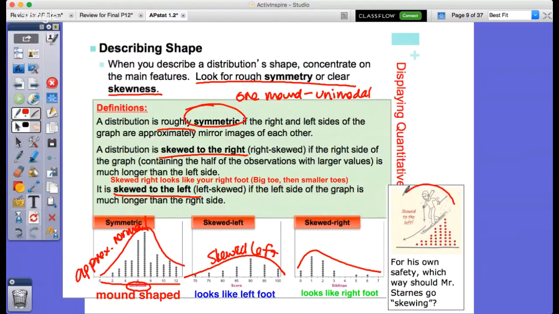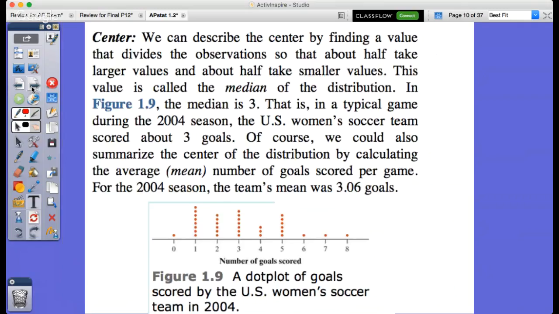There's a way to remember it. If you look at where someone is skiing down, he's skiing down to the left, so it's skewed left. If that helps, that's fine as well. Sometimes people look at this like a big toe. If you look at your big toe, my big toe on my right foot, it goes down, right? That's your right foot, whereas this one would be your left foot. Whatever floats your boat, but just some ways to remember it.